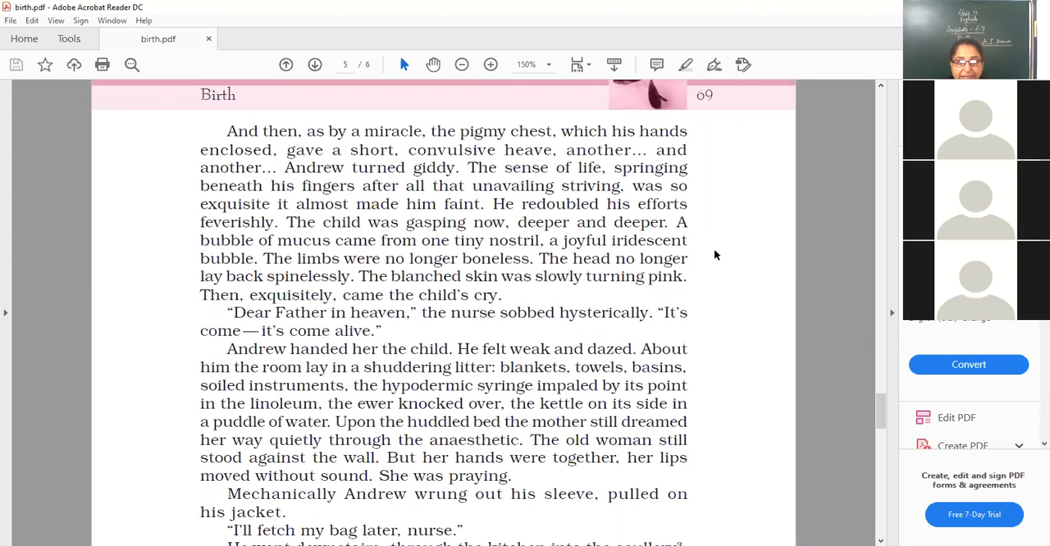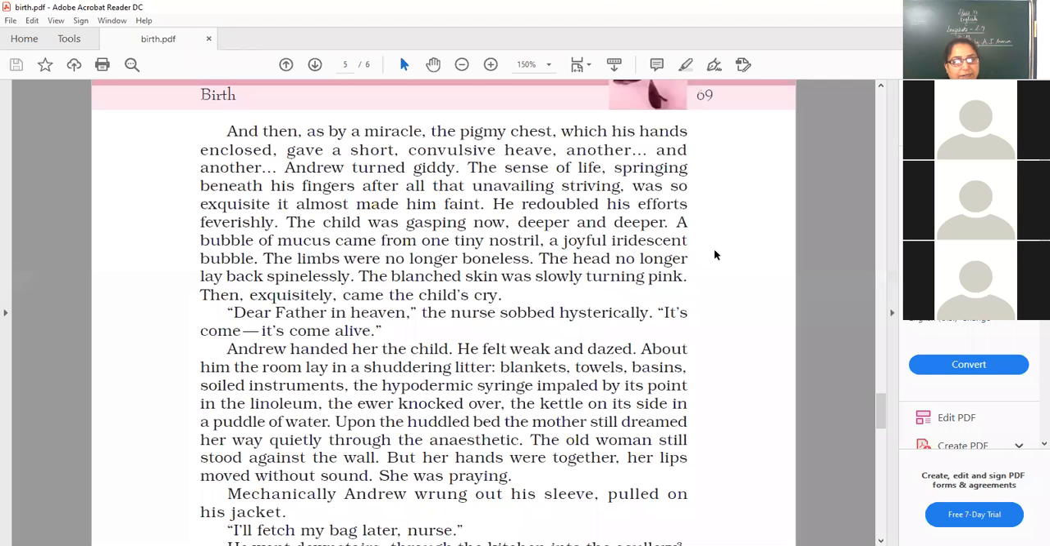Andrew handed her the child. He felt weak and dazed. About him, the room lay in a shuddering litter. Now the room was completely scattered and littered with blankets, towels, basins, soiled instruments, the hypodermic syringe impaled by its point in the linoleum, and the ewer knocked over. The jug was fallen, from when he was maybe stumbling or walking. The kettle on its side in the puddle of water. And upon the huddled bed, the mother still dreamed her way quietly through the anesthetic. The mother was quiet and sleeping.